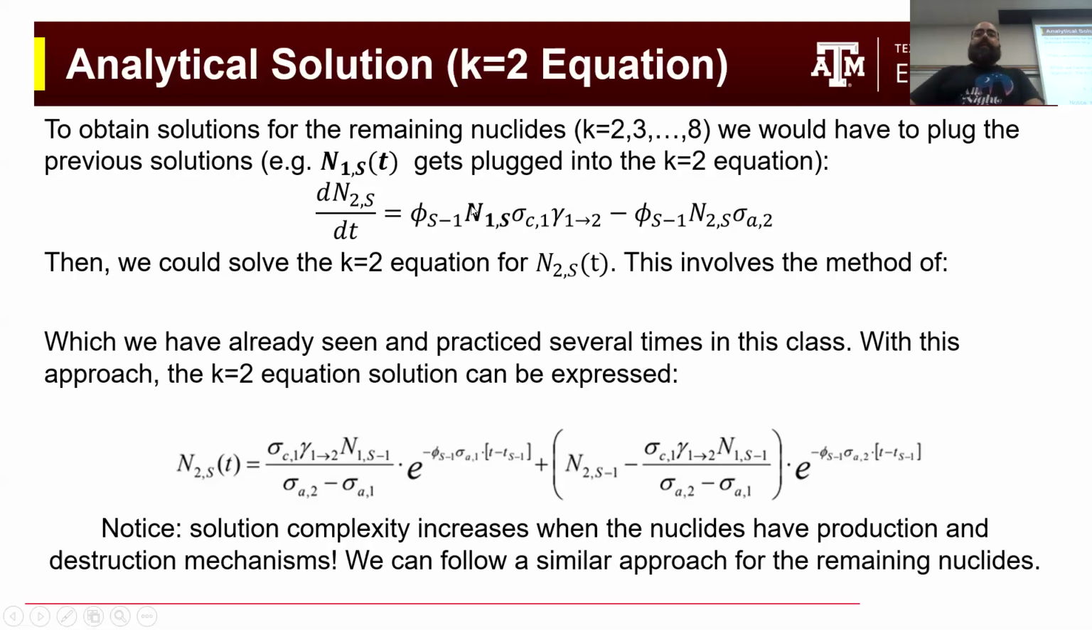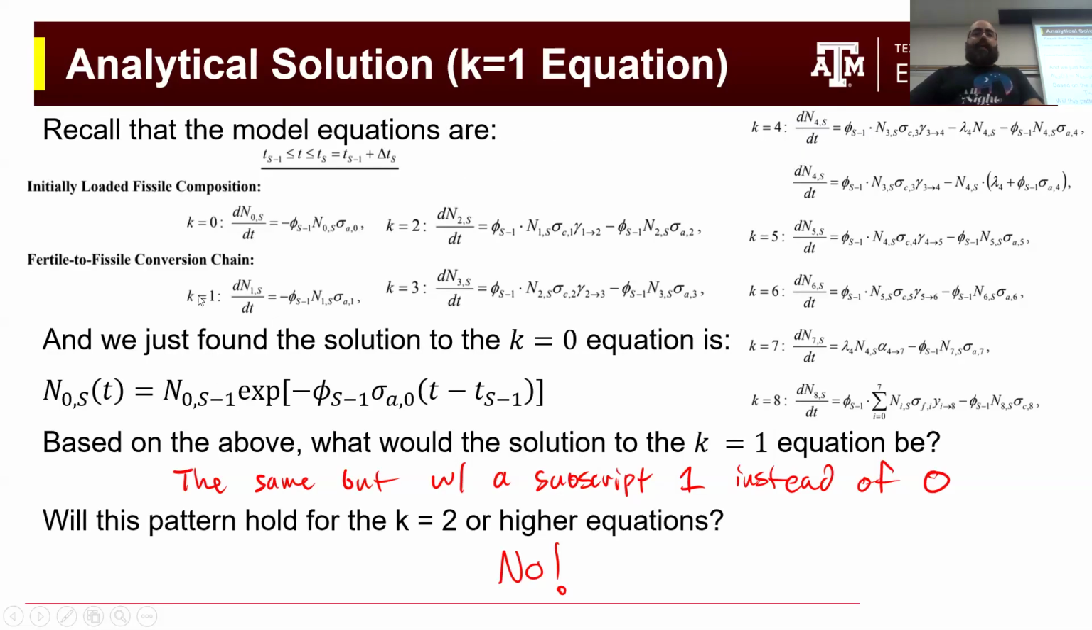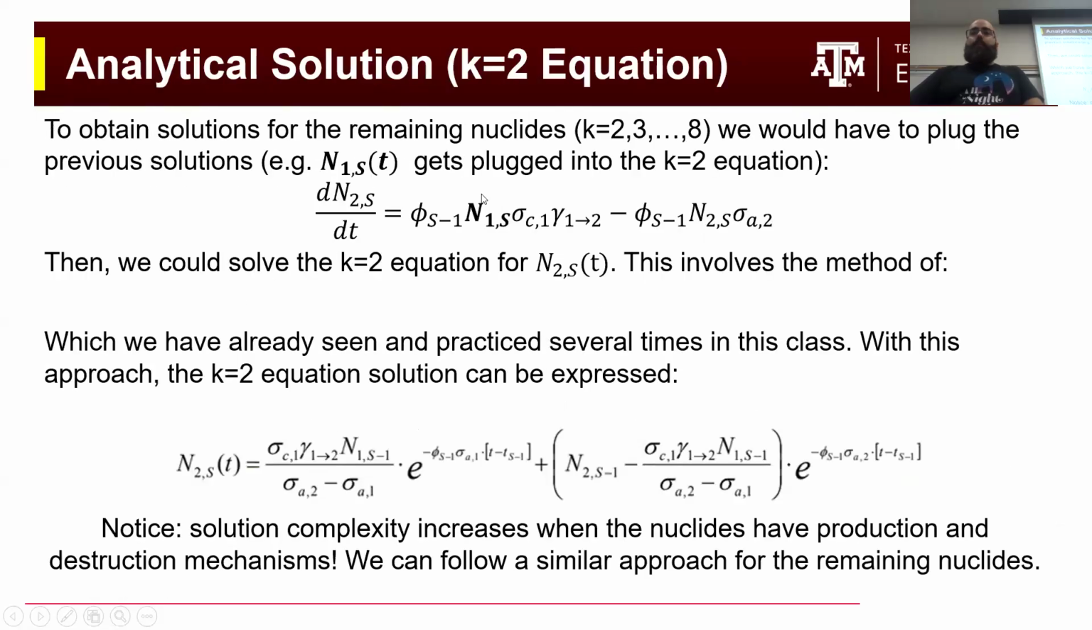So right here, for N1 of S, I would need to take the general solution for isotope 1 and plug it in. Then I would have an equation that only contained N2 that I could solve for. But because this differential equation has two terms, it's no longer separable.